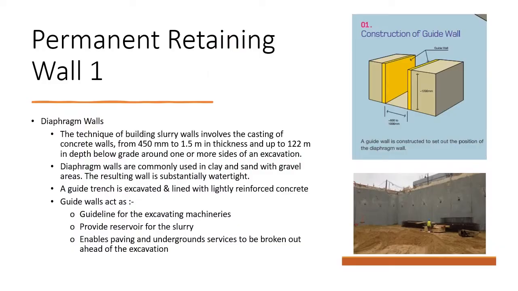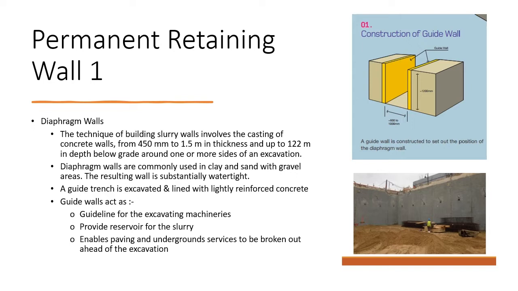The first permanent retaining wall is diaphragm wall. The technique of building auxiliary walls involve the casting of concrete. Jadi kena bina dulu concrete walls yang ketebalannya 450 mm ke 1.5 meter dan kedalaman dia adalah sampai 122 meter below grade around one or more sides of the excavation. Jadi around the excavation site tu. Diaphragm walls are commonly used in clay and sand with gravel areas. The resulting wall is substantially watertight. Tak ada penetration daripada air.